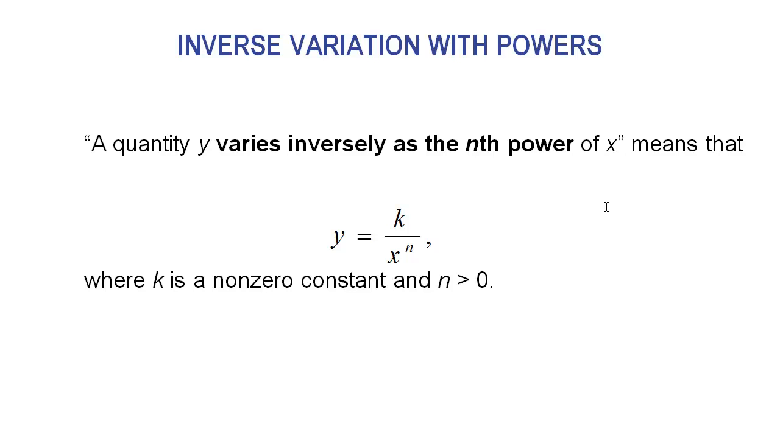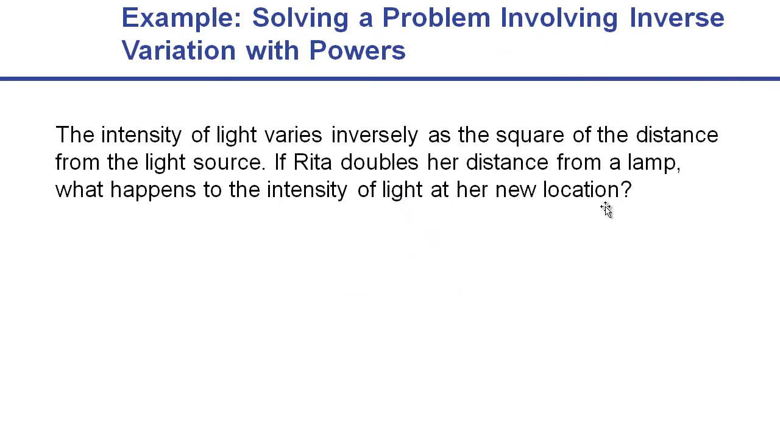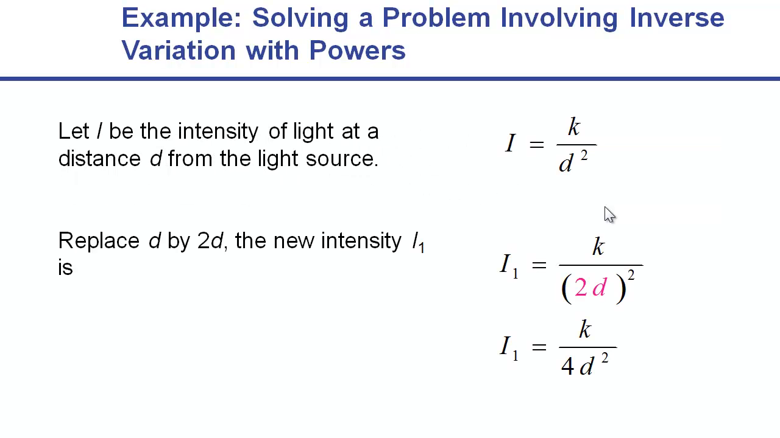Here's an example with powers. Y varies inversely as the nth power, right? So squared, cubed, etc. The intensity of light varies inversely as the square of the distance from the light source. If Rita doubles her distance from a lamp, what happens to the intensity of light at her new location?